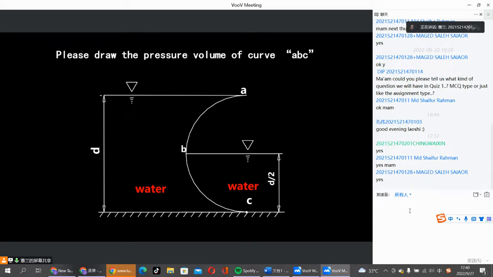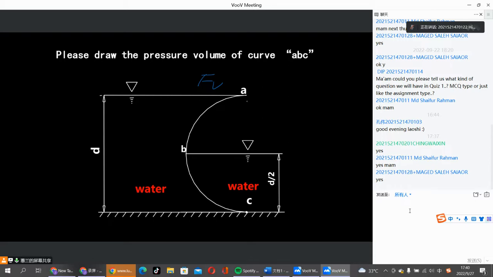Do you know the pressure volume? In vertical direction, Fy equals to 0. For the vertical? Yeah, vertical direction. Fy equals to 0. Why? I mean, we have the vertical part, right? And which curve? ABC. You got left water and right water. Which one do you analyze now? Left one and right one. So easier, so right one maybe.